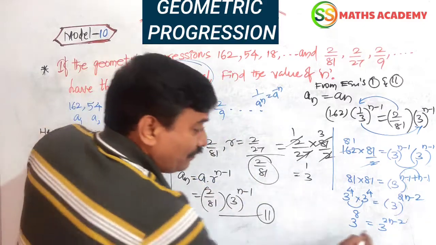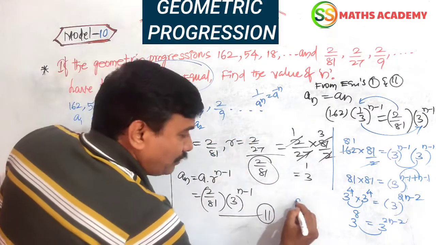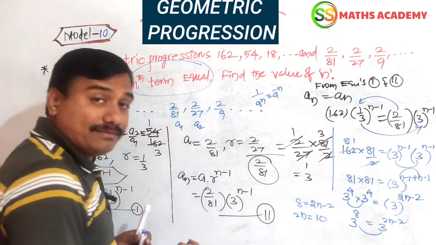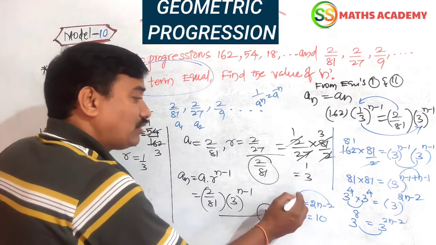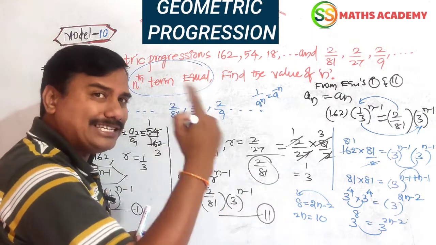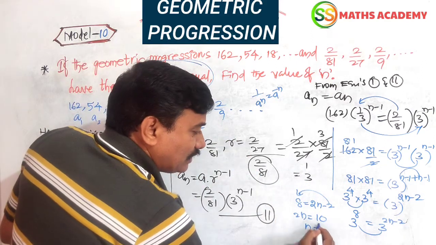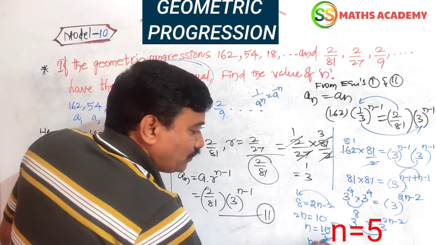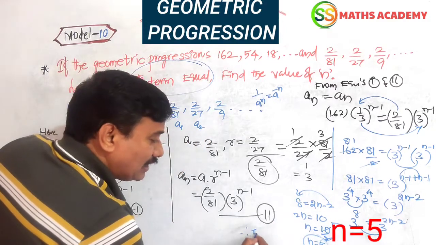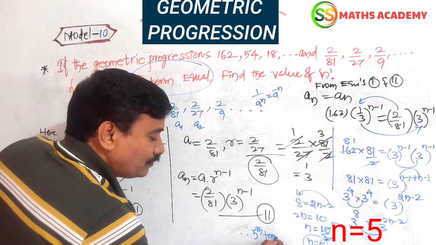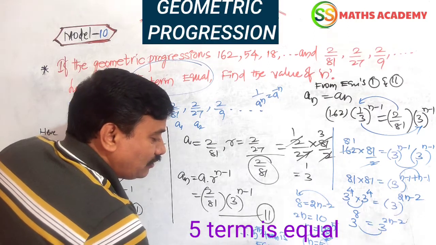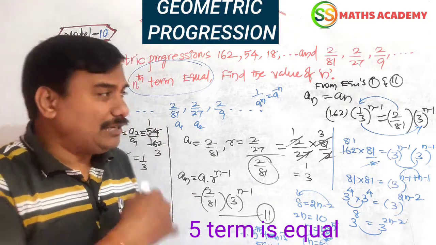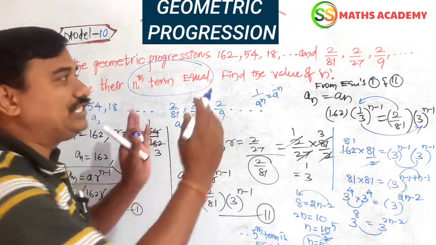You know very well, when the bases are equal, the powers should be equal. That means 8 equals 2n minus 2. That is 2n equals 10. Minus 2 transferred to the left side becomes plus 2. 8 plus 2 is 10. Now n equals 10 by 2, which is 5. Therefore, n equals 5. Thus, we can say that the fifth term is equal in both series. The fifth term is equal in both nth terms of these two series.